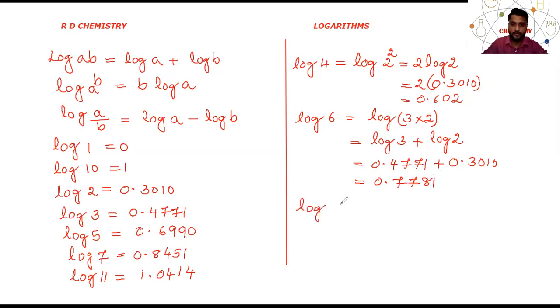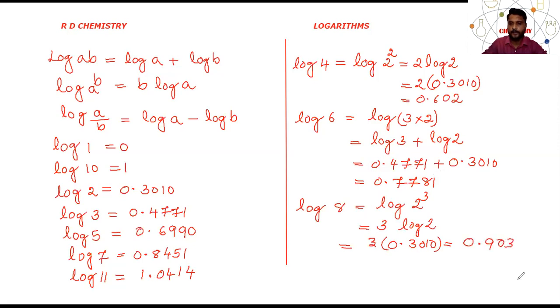Log 8 is equal to log 2 to the power 3, which is equal to 3 into log 2, which is 3 into 0.3010. So therefore, log 8 is equal to 0.903. We'll move on to the next number.